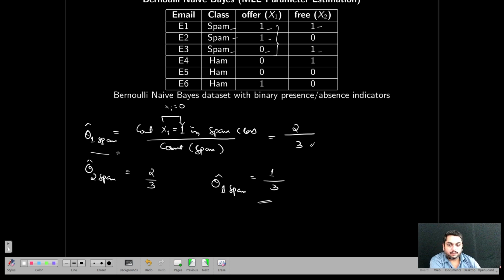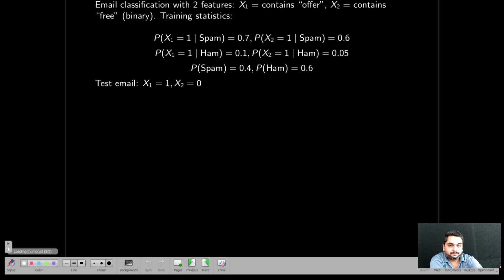So observe here, the sum of probabilities will always be equal to 1. So 2 by 3 plus 1 by 3 is 1. Example, they are given two features. X1 means contains the word offer, X2 contains the word free. If they are present, it is set as 1, else set as 0.